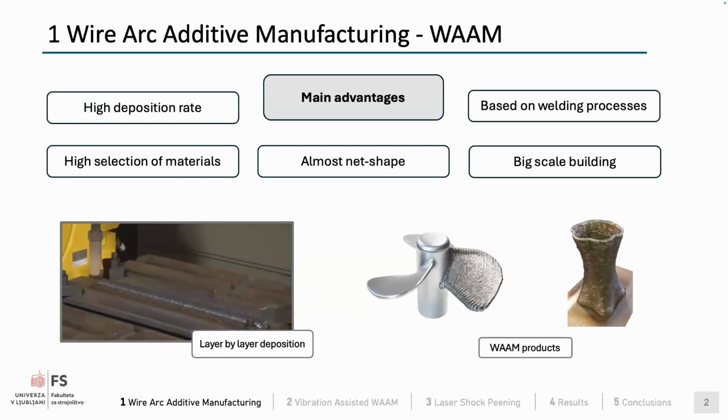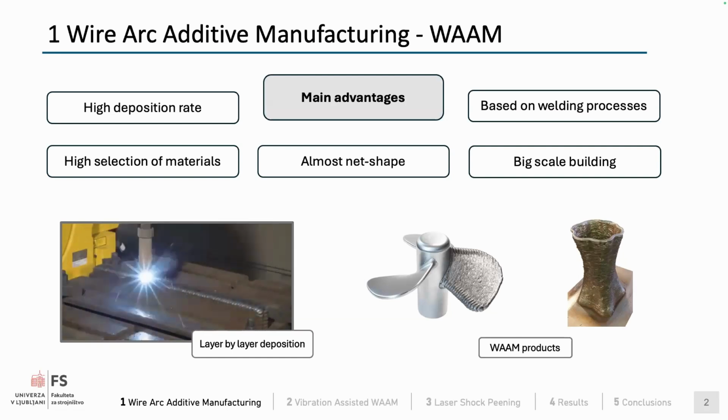Its main advantage is that it's based on already existing welding processes such as gas metal arc welding and gas tungsten arc welding. It has one of the highest deposition rates among all the additive technologies, somewhere from 50 grams per minute to 130 grams per minute. Because it is based on welding processes, a high selection of materials is possible, let's say stainless steels, aluminum alloys, copper alloys, and so on. And we can also manufacture quite large-scale products.